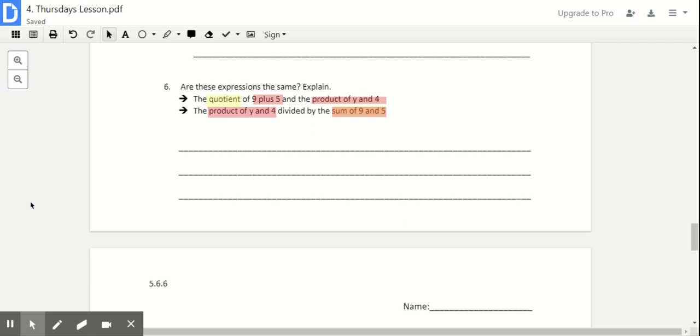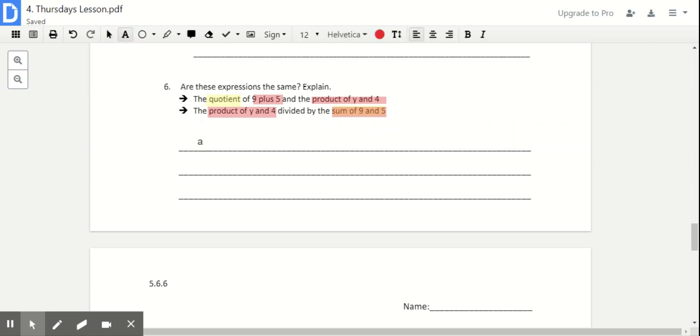Now let's go over number 6 before you guys get into that exit ticket for today. So I went through the same process of course, highlighting my groups within my phrase. So I highlighted 9 plus 5 and product of y and 4. And then I also highlighted product of y and 4 and sum of 9 and 5. Now, they are both asking us to do what operation in between both groups? Correct, division.